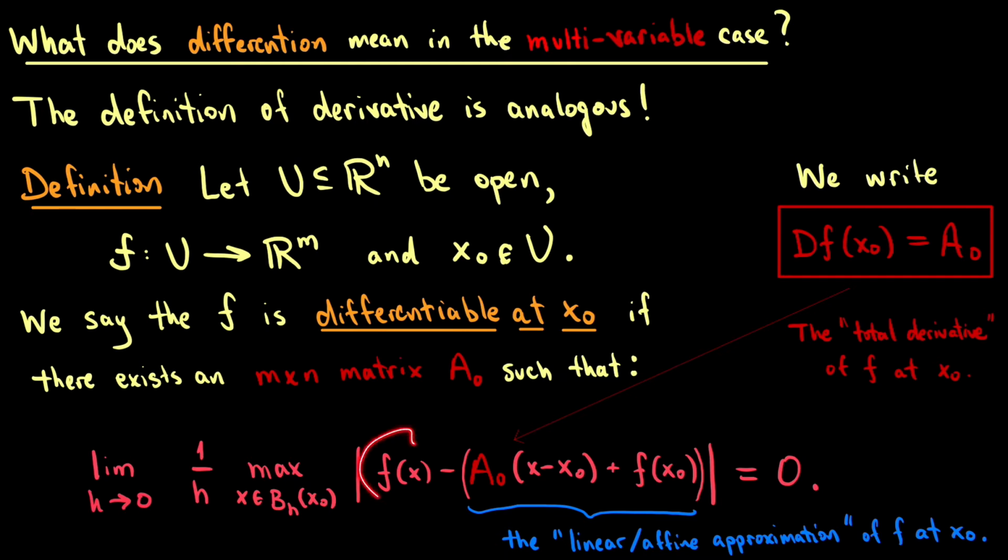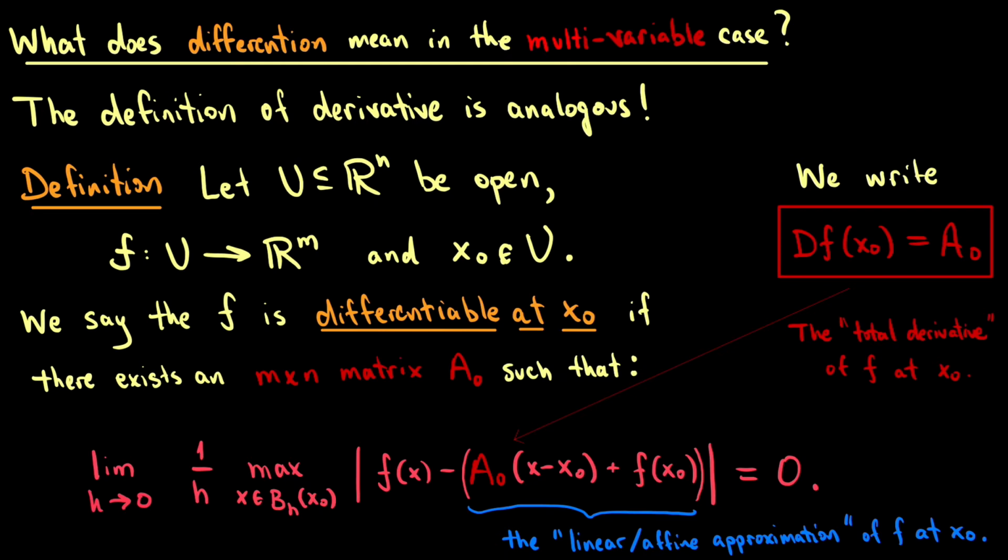Okay, so I want f to be approximated by this affine function. And this matrix A naught is the derivative of f. We call it the total derivative of f. And we use the notation df at x naught. We only use the prime notation for functions of a single variable. For functions of many variables, we use df. Okay?